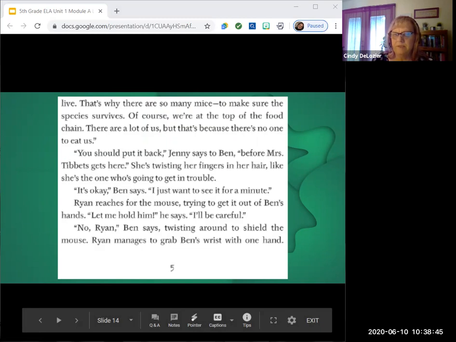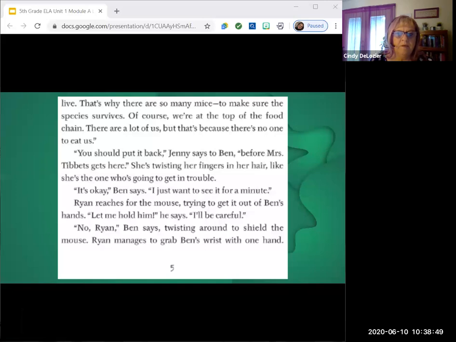I'm going to pause for a minute. What characteristics do we know about Jenny? How do we know that? And Ryan, he's annoying, he's hyper. What else? You know, I would say he's persistent. He doesn't give up when he gets an idea to do or say something. Don't forget to write down your characters and their traits, particularly Ben's and Frankie's.